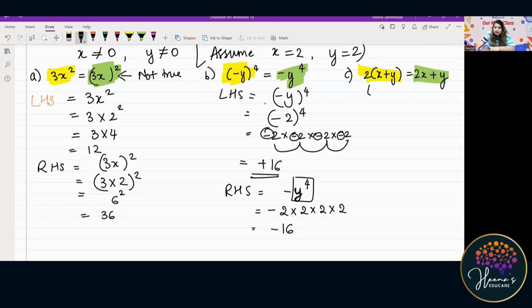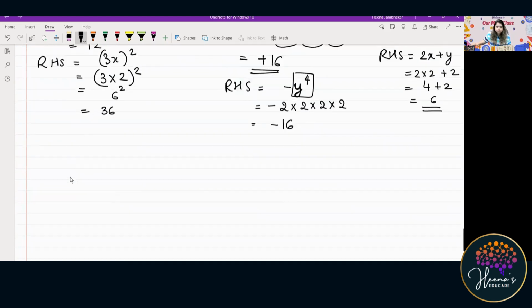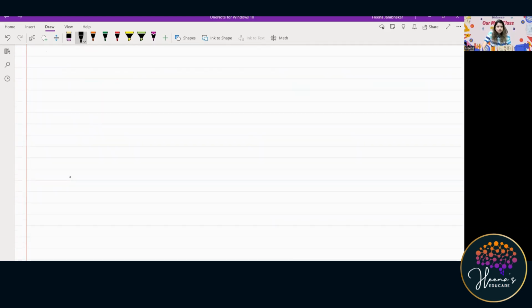Let's move on to the next one. Here, you have the left hand side as 2 bracket x plus y, which is 2 bracket 2 plus 2, which is 2 bracket 4, and 2 fours are 8. And your right hand side, which is 2x plus y, which is 2 into 2 plus 2, which is 2 into 2, 4 plus 2, and 4 plus 2 gives me a 6. So in this case also, LHS is not equal to RHS. Let's move on to the next one.